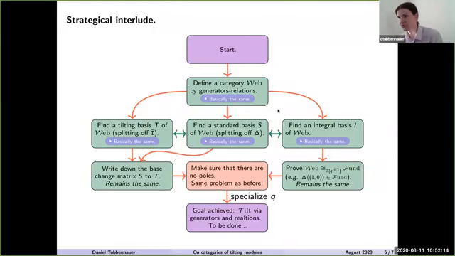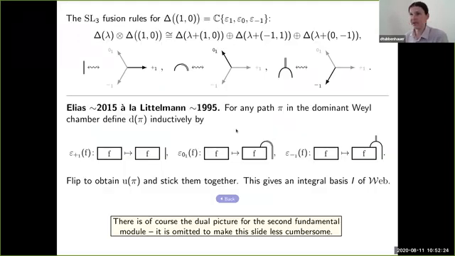Same strategy. I would do the same strategy. I would have to make sure that there are no poles, so exactly the same problem, but I would do exactly the same strategy and almost nothing changes. Okay, my web category looks a bit more complicated. You have seen those web categories for SLN actually, or for GLN in Lulu's talk and in Manuel's talk, but it's kind of the same idea.